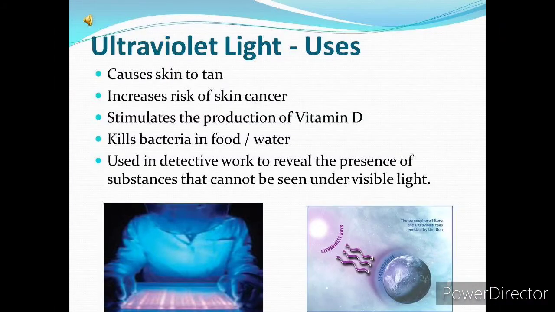What are the common uses of ultraviolet light? It causes skin to tan, increases the risk of skin cancer, stimulates the production of vitamin D, and kills bacteria in food and water. It is also used in detective work to reveal the presence of substances that cannot be seen under visible light.